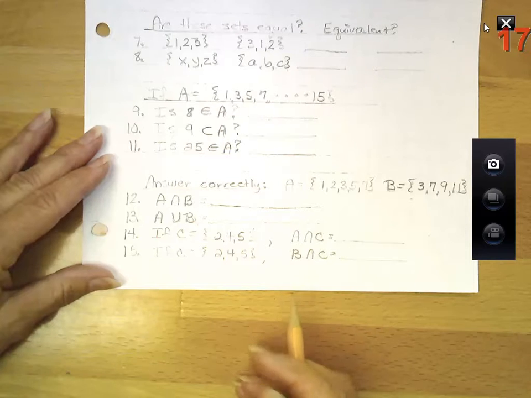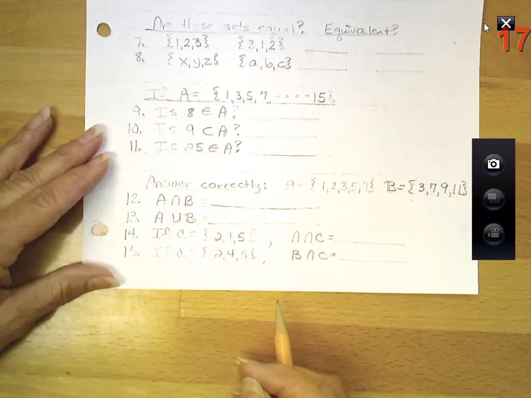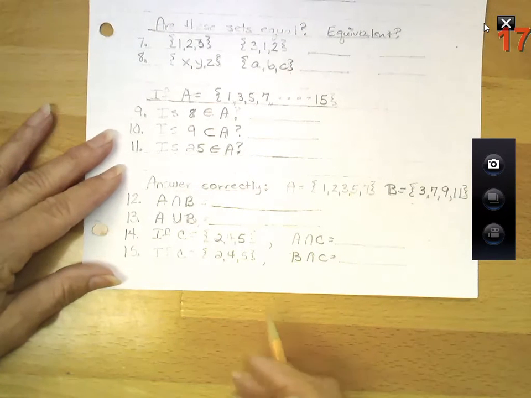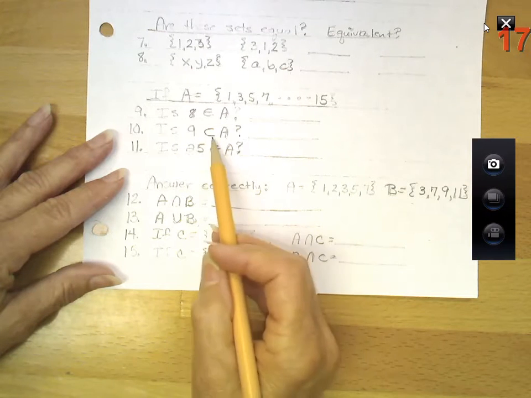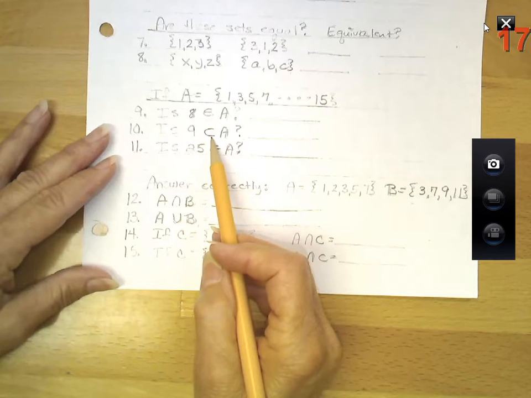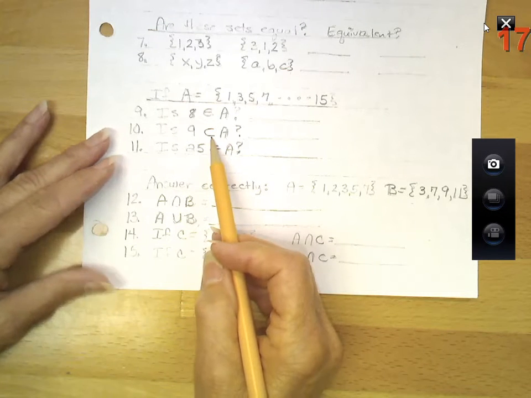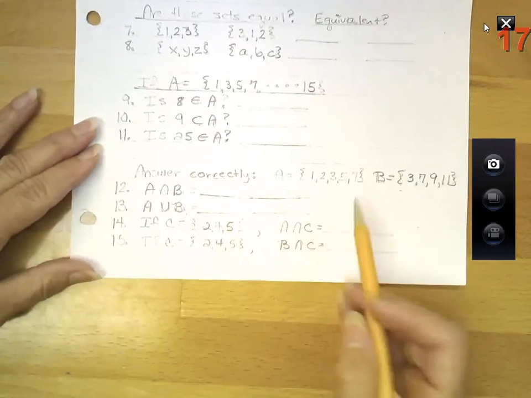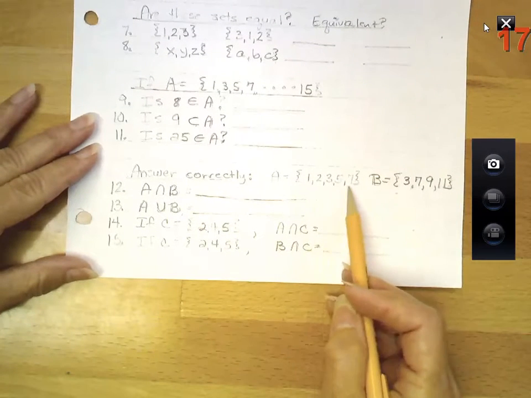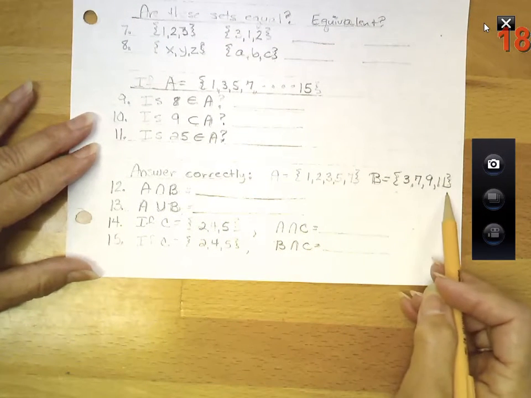When we see the subset sign, I think I asked this last week, I couldn't remember your answer. When we see the subset sign and the element sign, the answer is basically the same. The only thing a subset could have is more than one element, right? You're exactly right. Answer correctly.